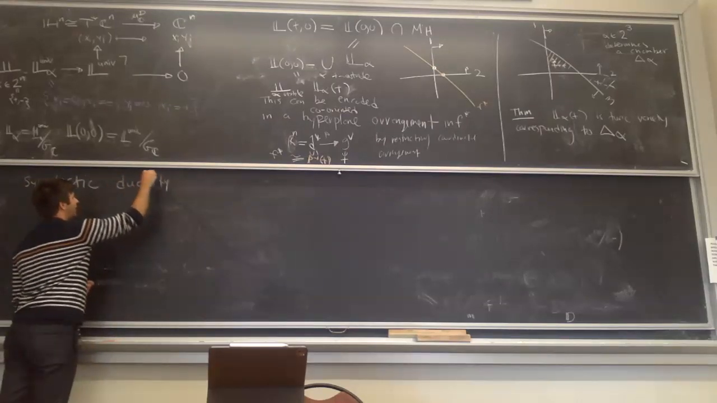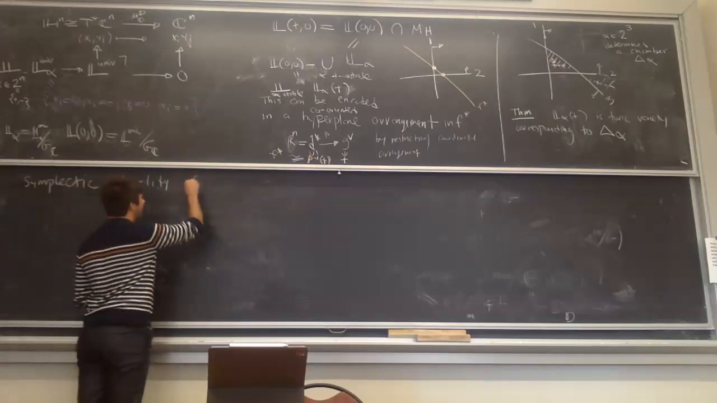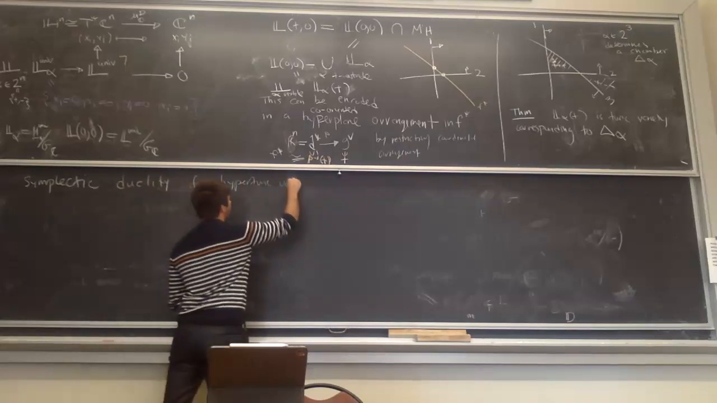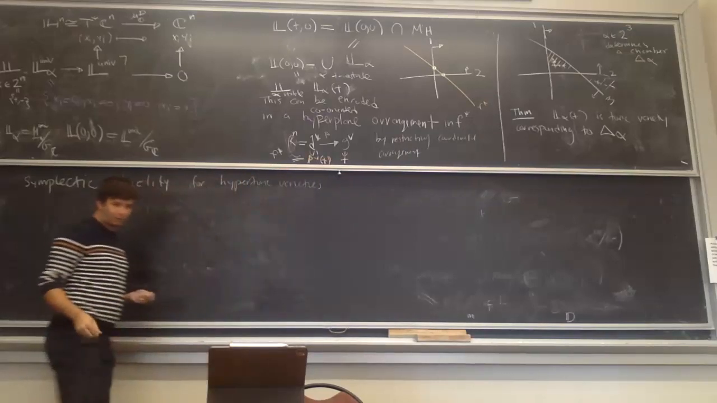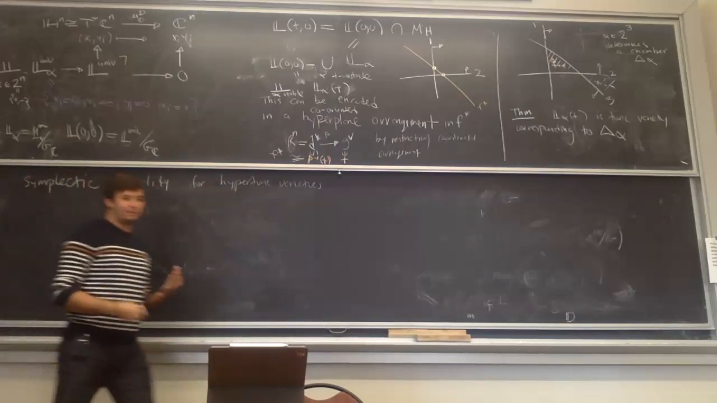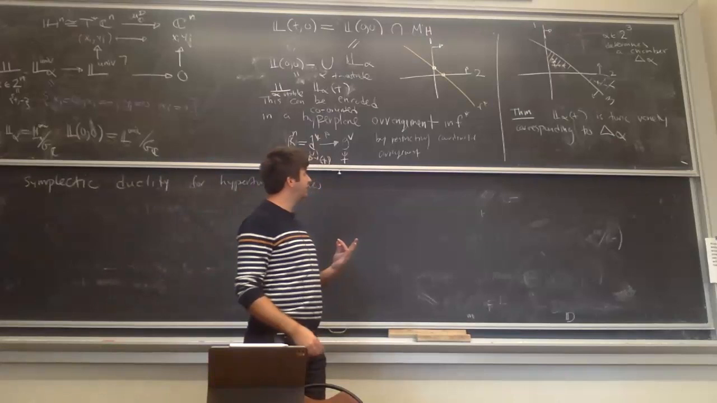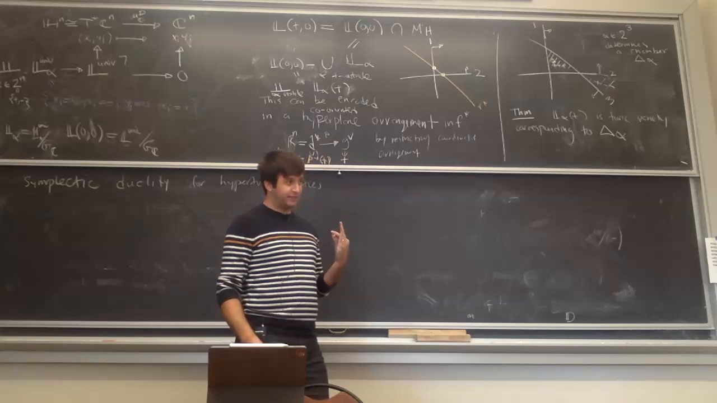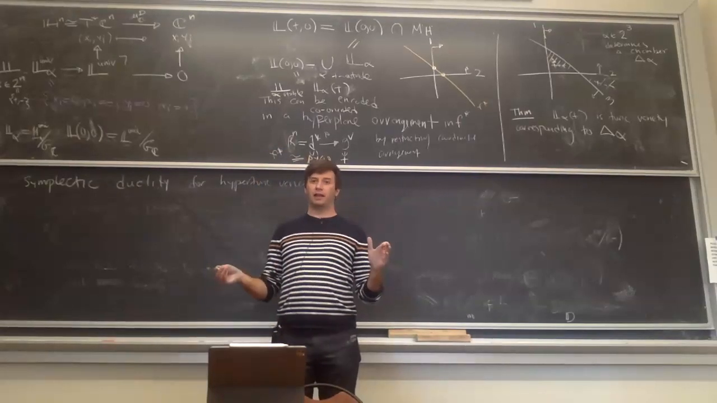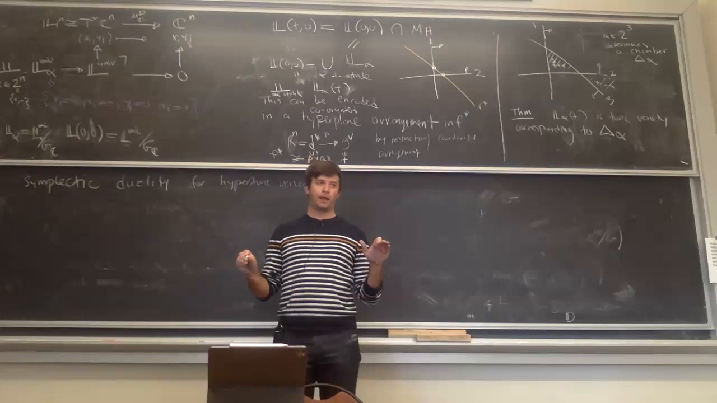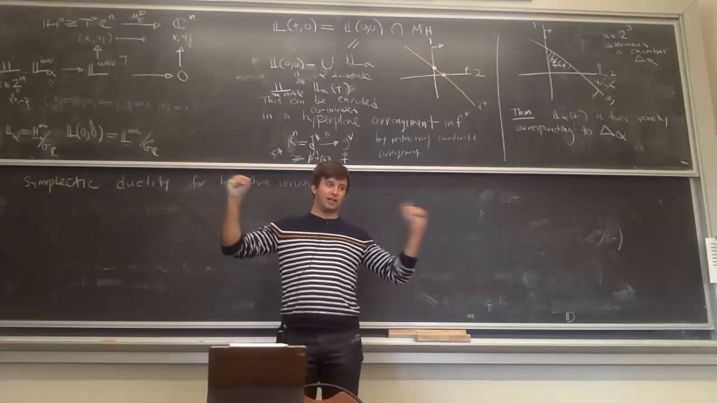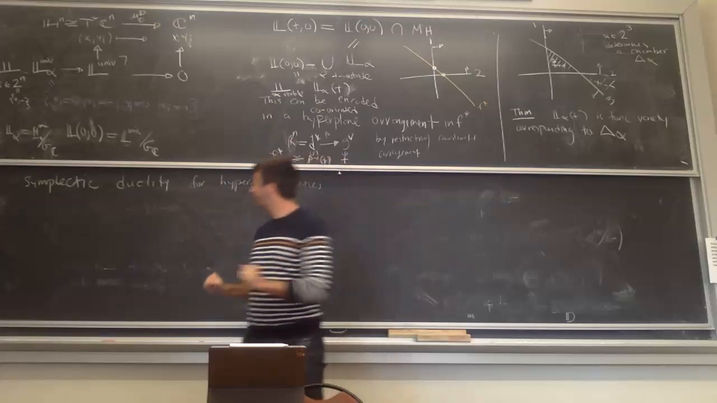Okay, and I'm only going to talk about symplectic duality for hypertoric varieties. What this is going to be is some kind of an equivalence between two different kinds of sheaves that can appear on my hypertoric variety. It's going to be an equivalence of a category of sheaves on the Higgs branch and a different category of sheaves on the Coulomb branch. And I need to tell you what kind of sheaves I'm actually interested in.